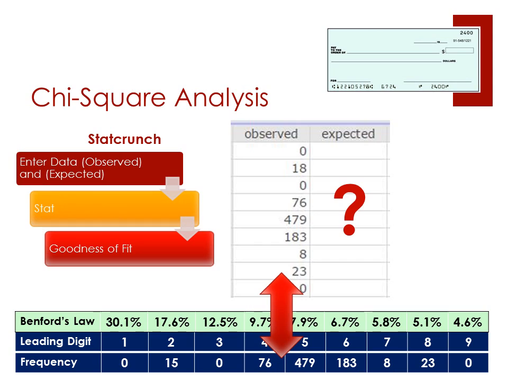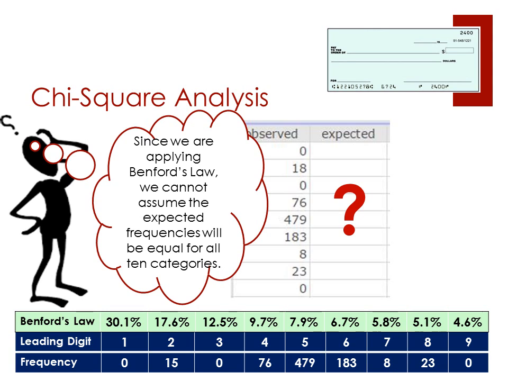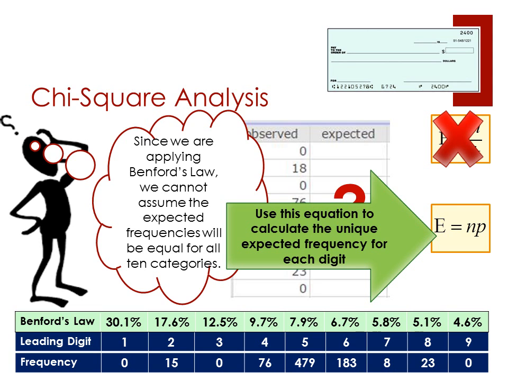So here we see, this is the beginning of your StatCrunch. You should have your observed frequencies entered in just like they have them here. And now I need to figure out what is going to be my expected frequency for each of these. So we're applying Benford's law. We can't assume the expected frequencies are all going to be equal for all 10 categories. That means we can't use the previous formula we used of n divided by k.